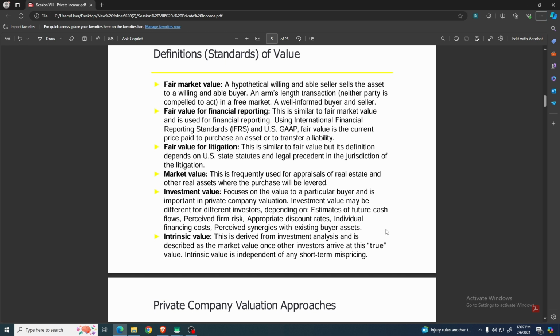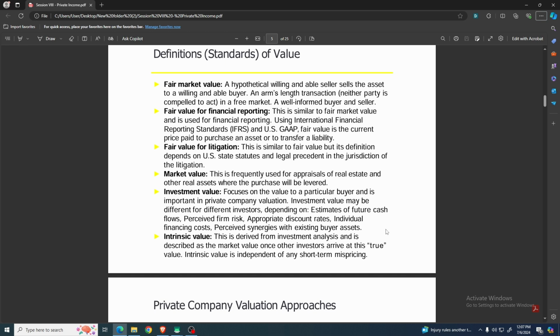And then we have the market value. Market value is frequently used for appraisals of real estate and other tangible assets in private entities. Not only private entities, but in this context, private entities, especially where the purchase will be leveraged. It reflects the price at which an asset would trade in a competitive auction setting. So this is commonly used in real estate transactions and appraisals as well as for secured lending purposes.